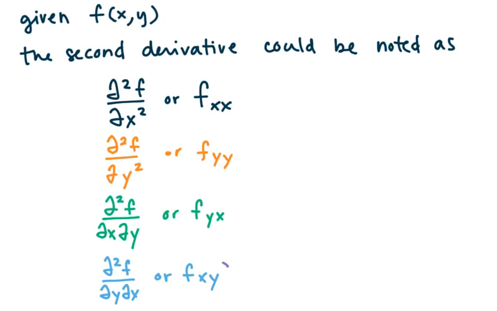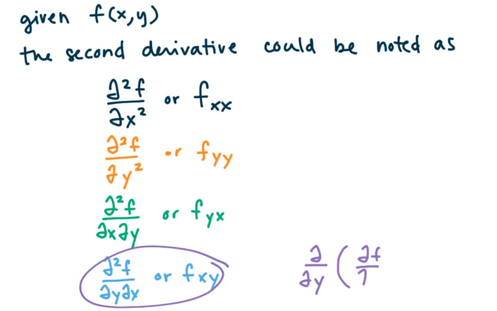One way you could think about breaking this down is the derivative with respect to y of the derivative of the function with respect to x. So we would have to take the derivative with respect to x first and then apply that y to it. First, and then second.